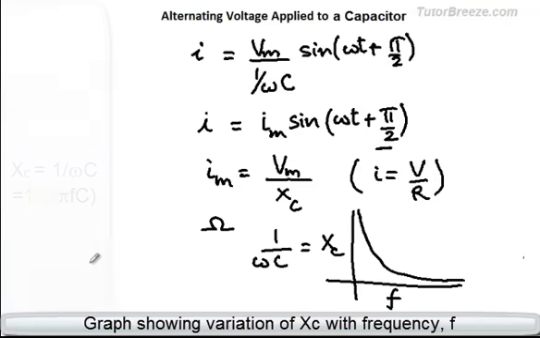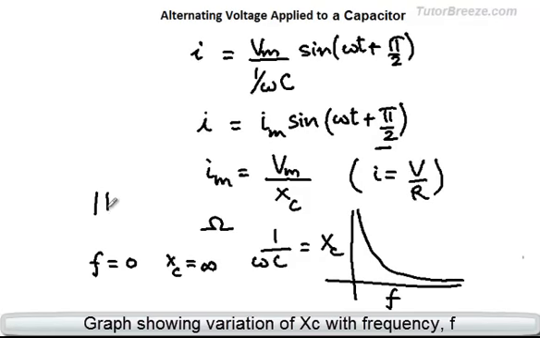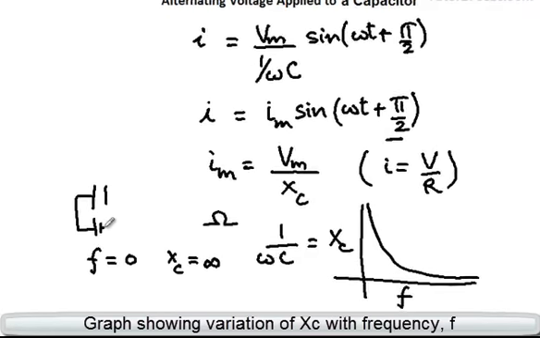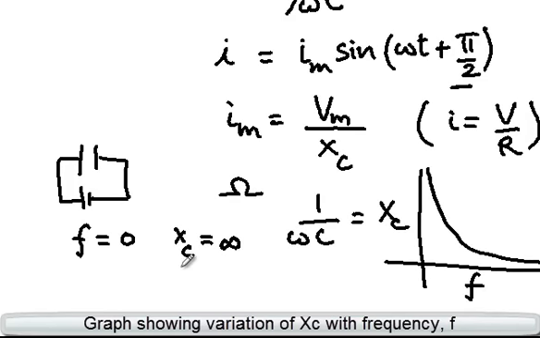This also explains what we saw in the beginning, that when frequency is 0, then the capacitive reactance is infinite, since this is 1 by omega c. So a capacitor does not allow DC current to flow through it because the capacitive reactance is infinite.